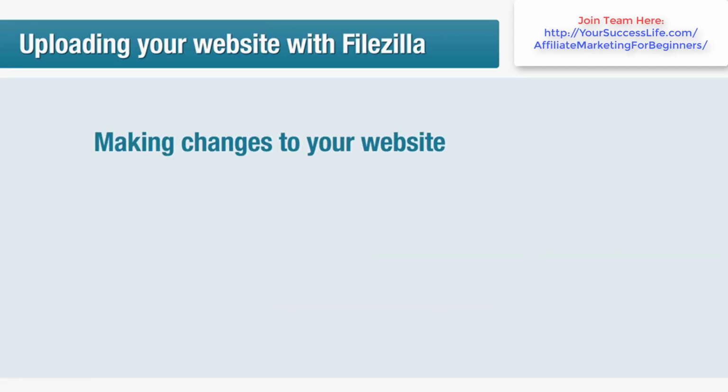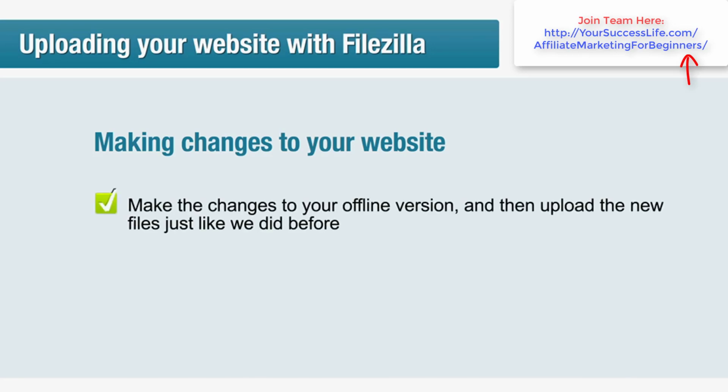Making changes to your website. Once you've uploaded your site, you might want to change something, or add new pages, new directories, whatever. The best way to do this is to make the changes to your offline version and then upload the new files just like we did before. However, if you've just changed a couple of pages or added a couple of images, it's probably not necessary to upload your entire site. Just select the files you want to upload.